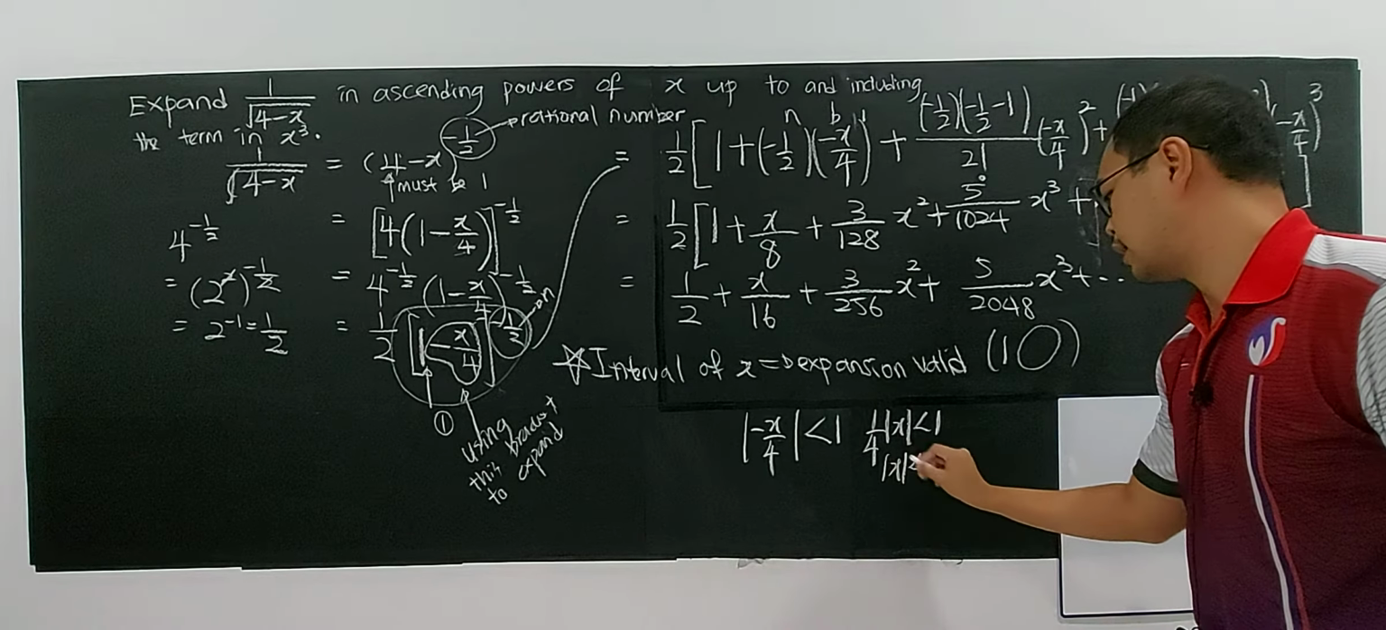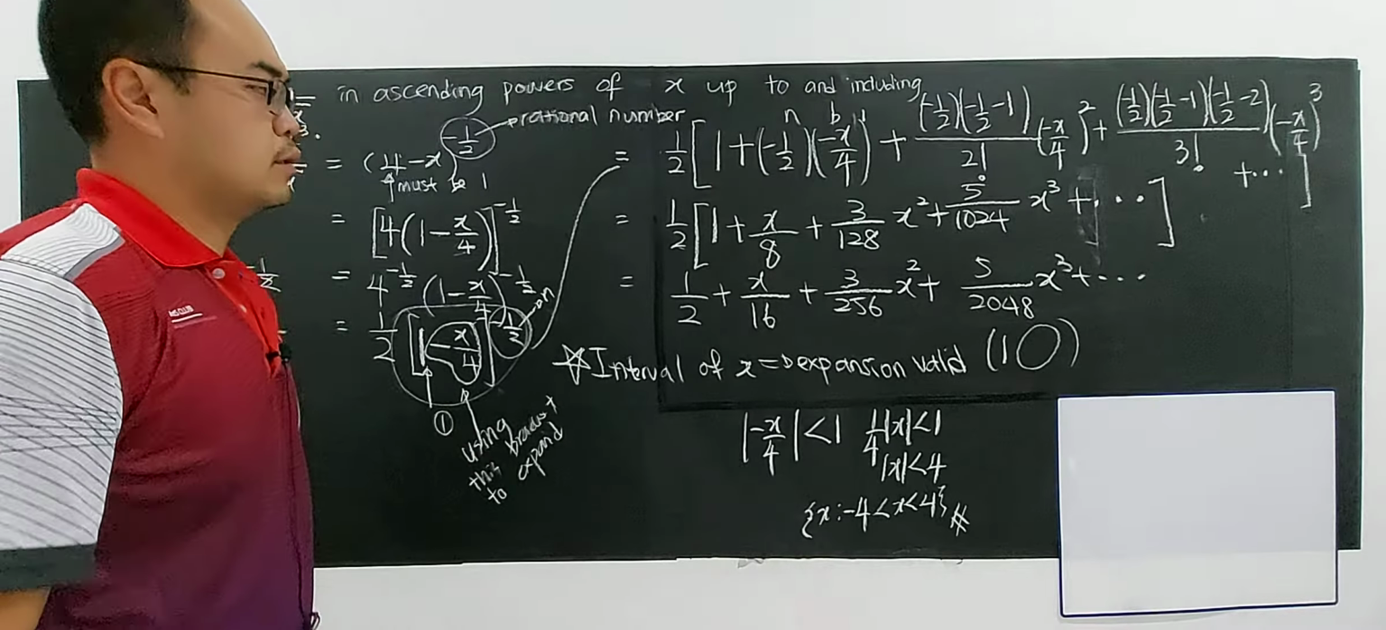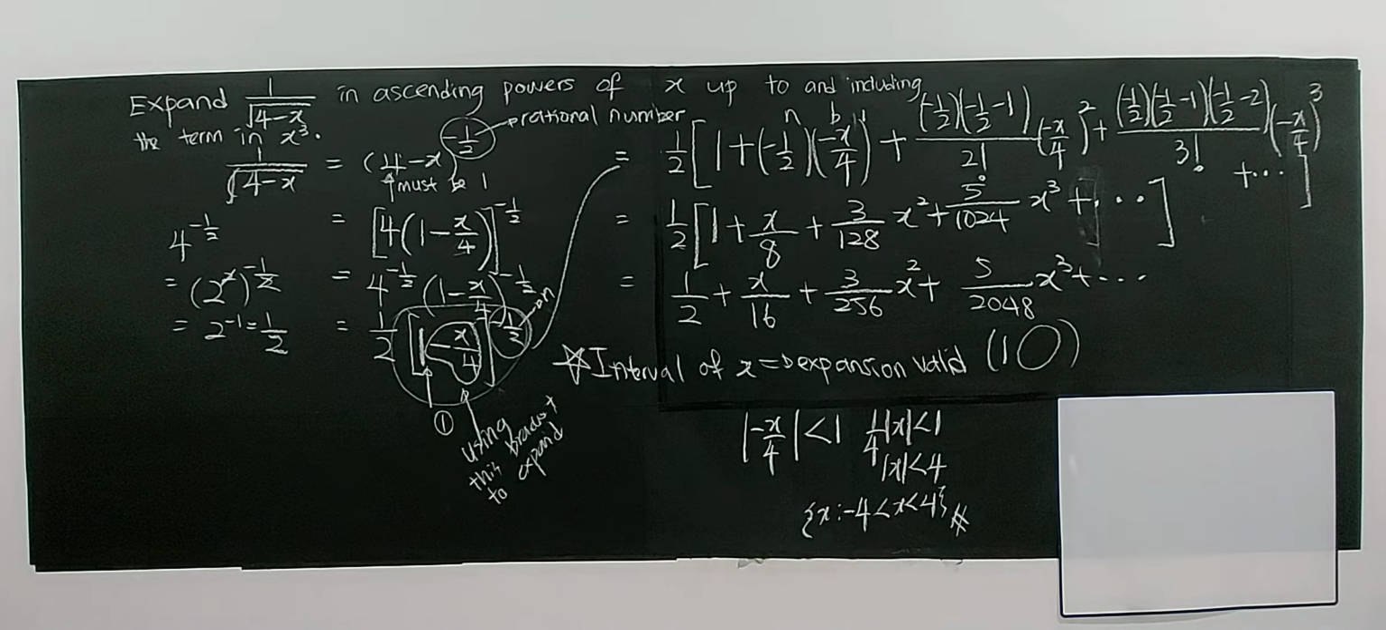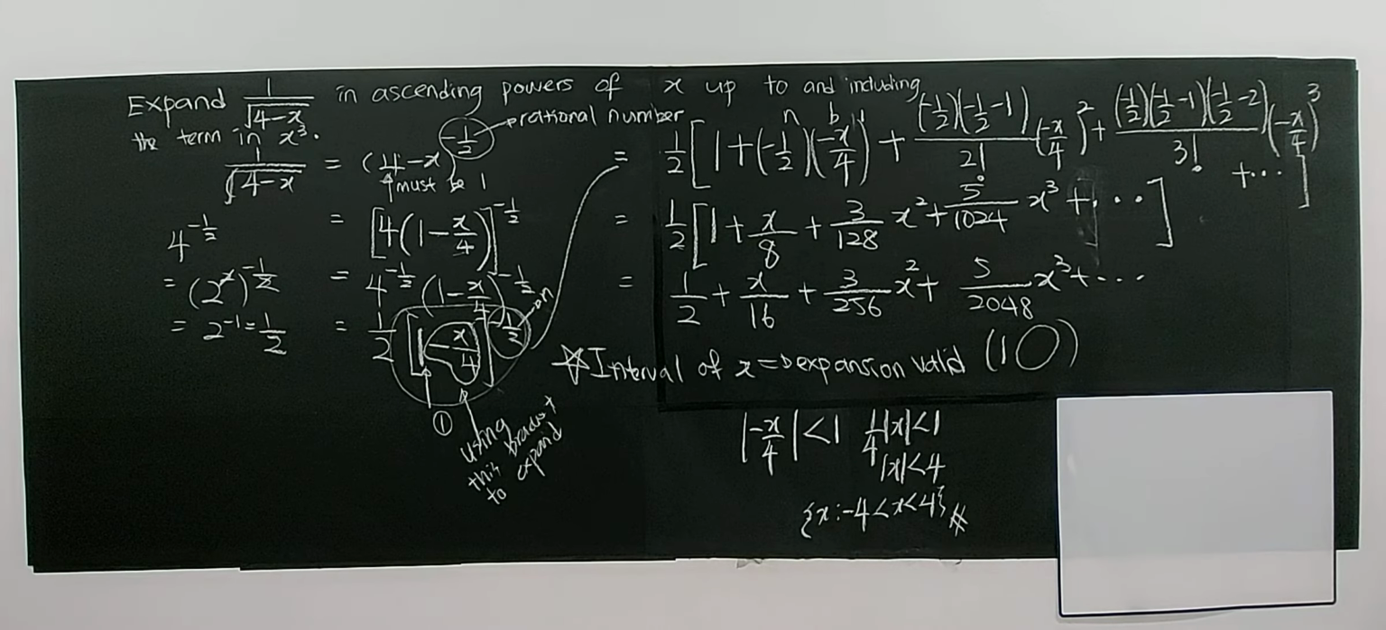This means that for any value between negative 4 and 4, you can use this expansion. That's the thing that you need to know. Okay, I will do one more example for you for this type of expansion.